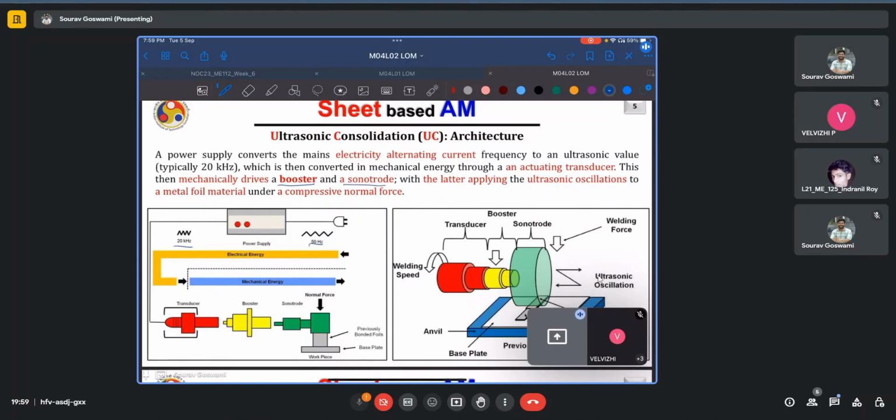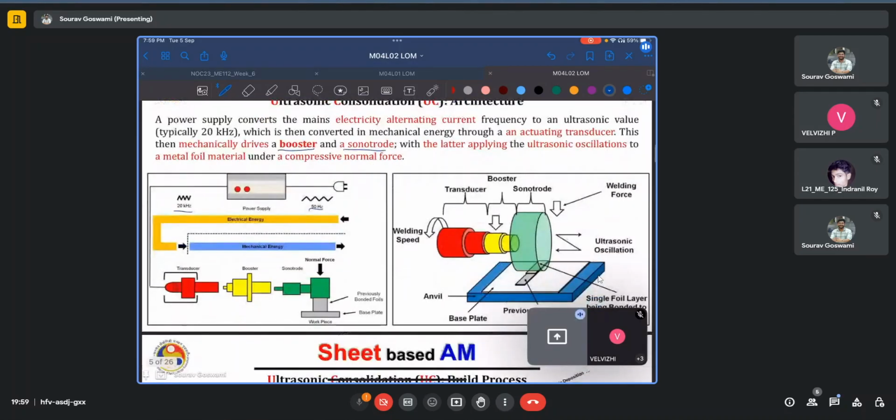The sonotrode passes on these ultrasonic vibrations to the metal foil material which is underneath it, as well as providing some normal force. The welding force here is acting normally to the foil which is being welded. So it applies both a welding force in the normal direction as well as those ultrasonic oscillations to the metal foil which is being welded.